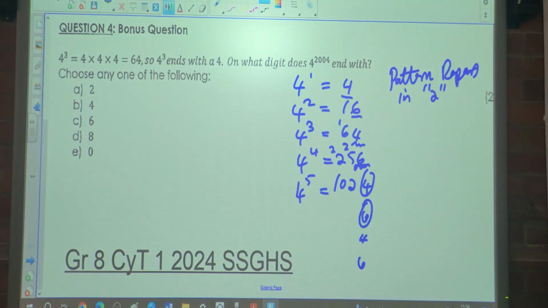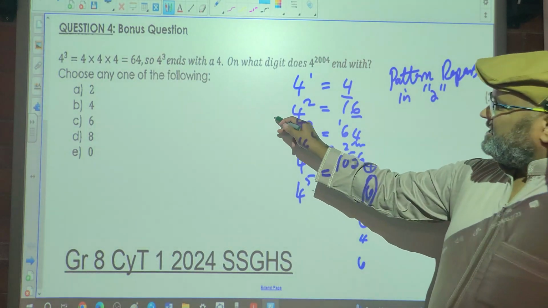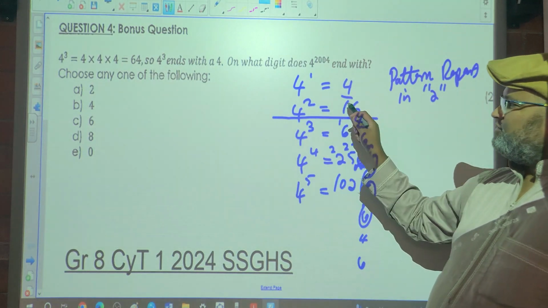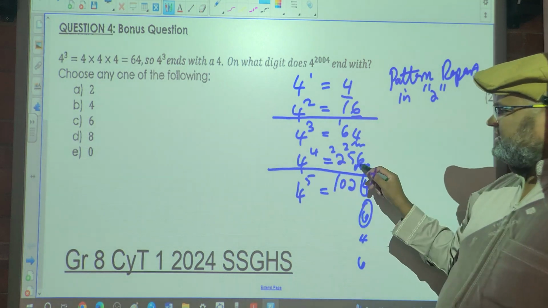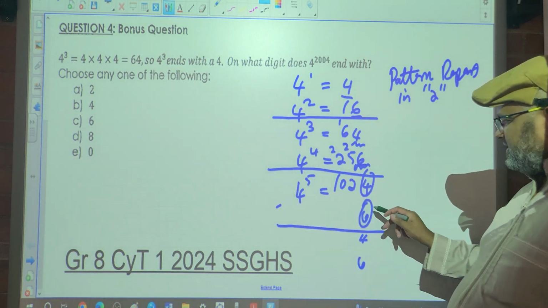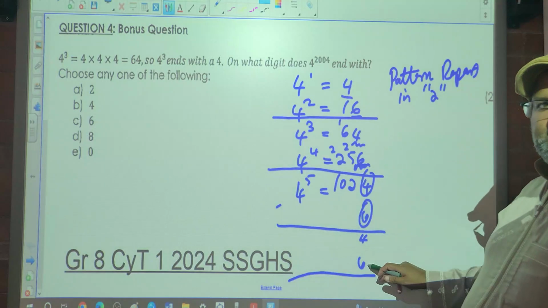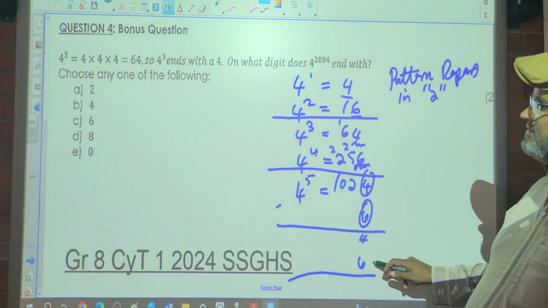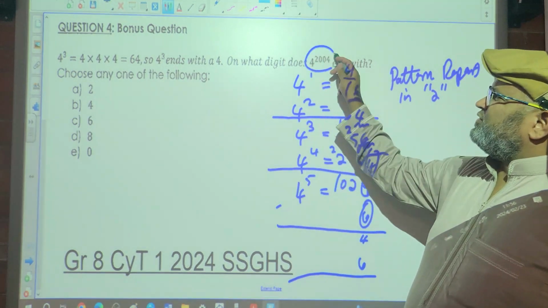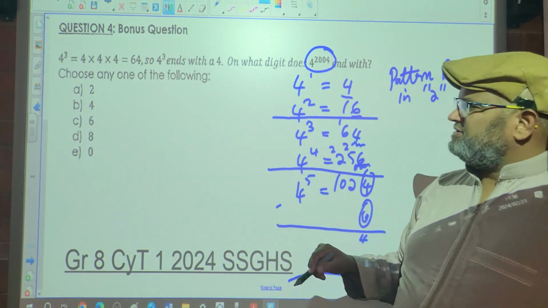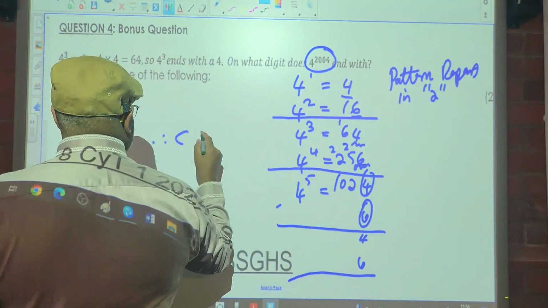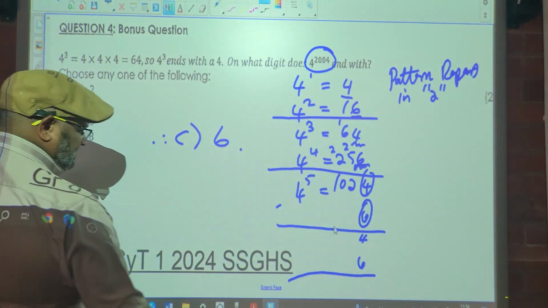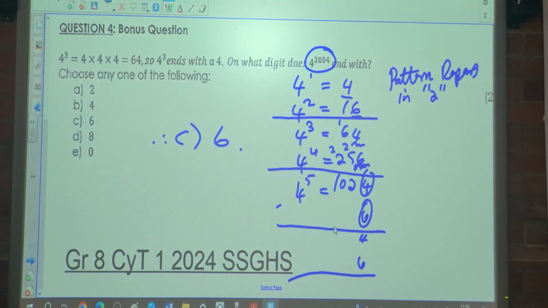Not so? So if you look at this, the even number will be a 6, even number 6, even number 6, even number 6. Not so? So what do you notice here? Is that an even or an odd number? Even. So therefore, the answer is 6. Okay. And that's how we do it.